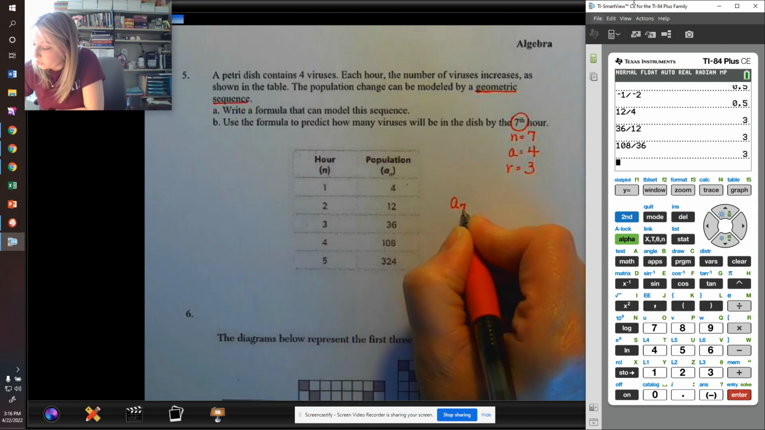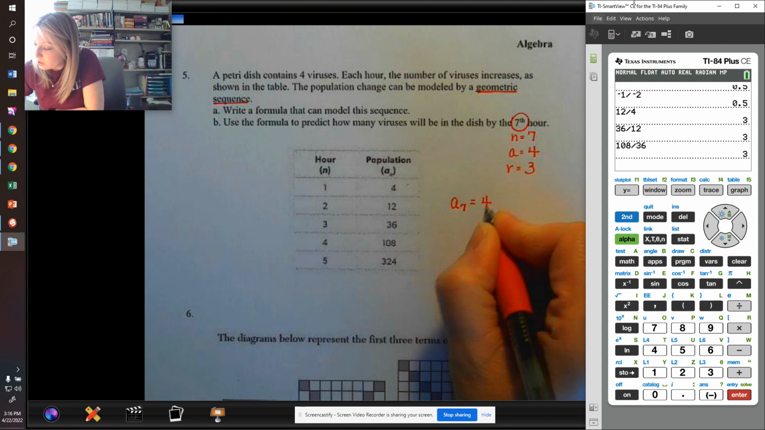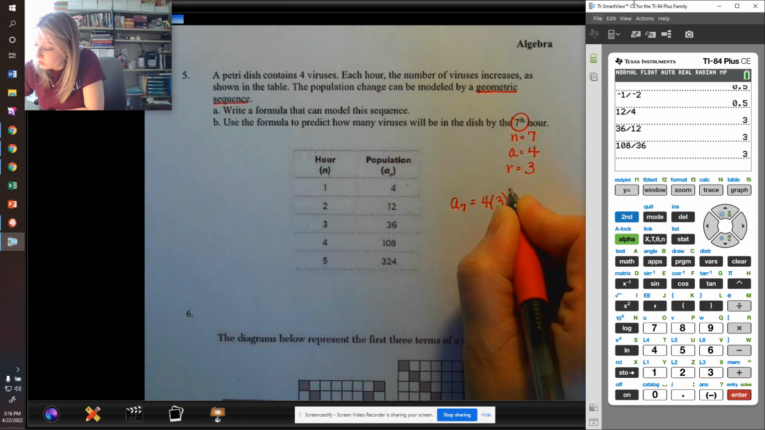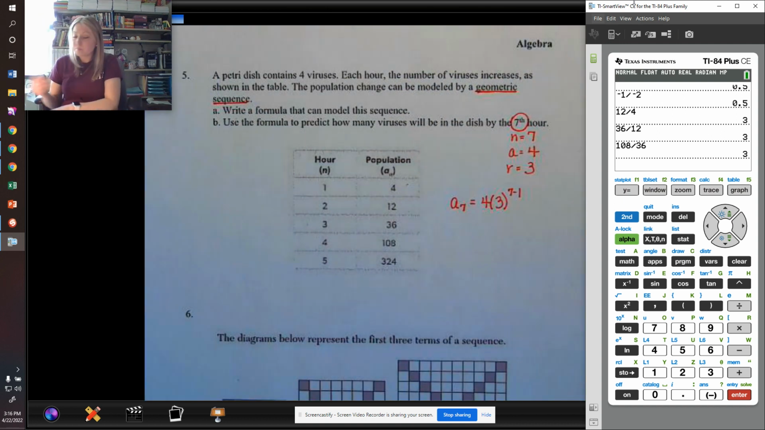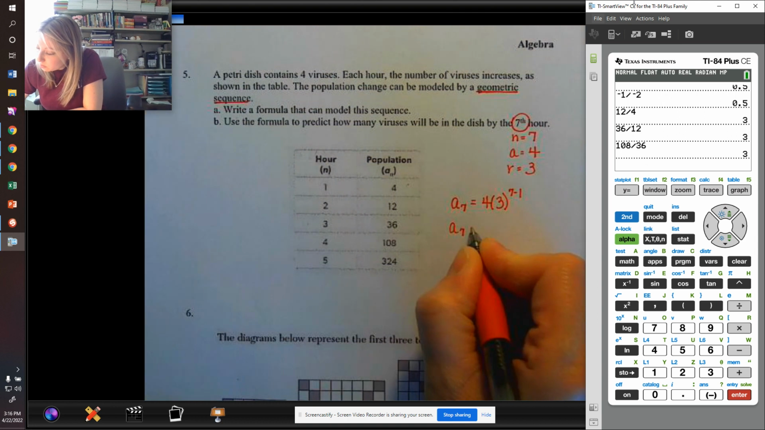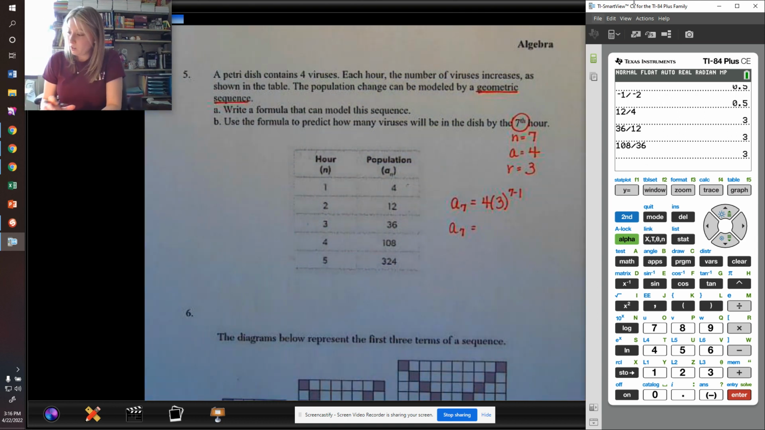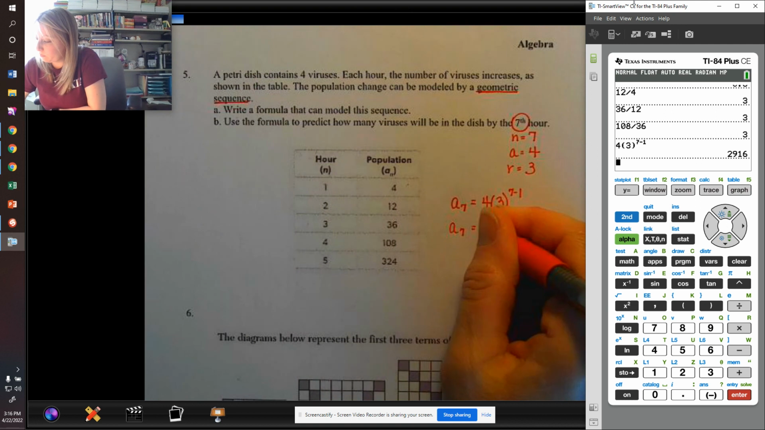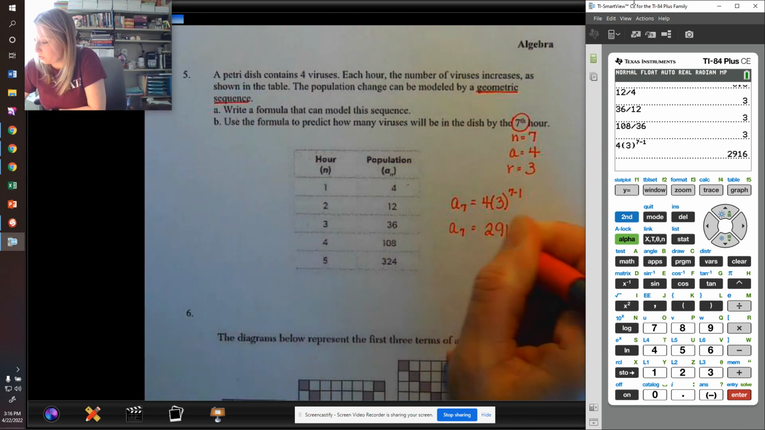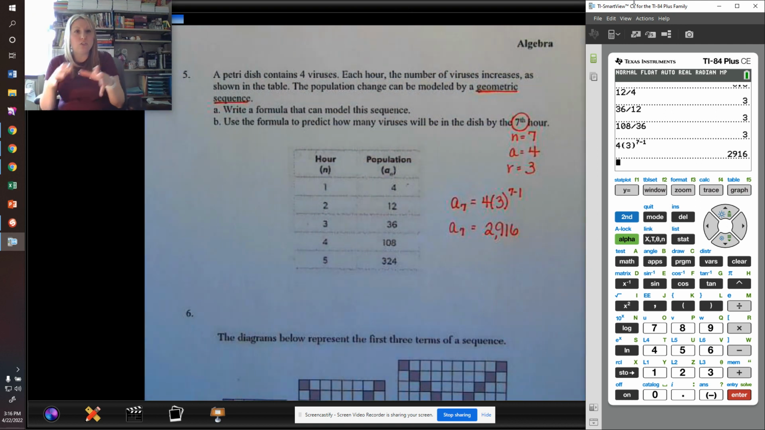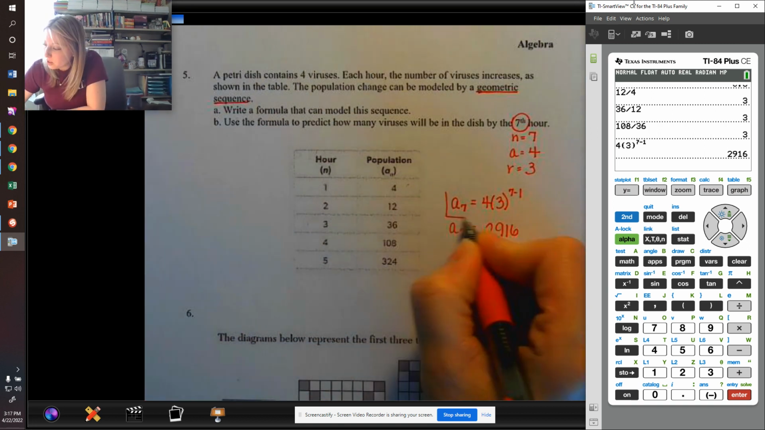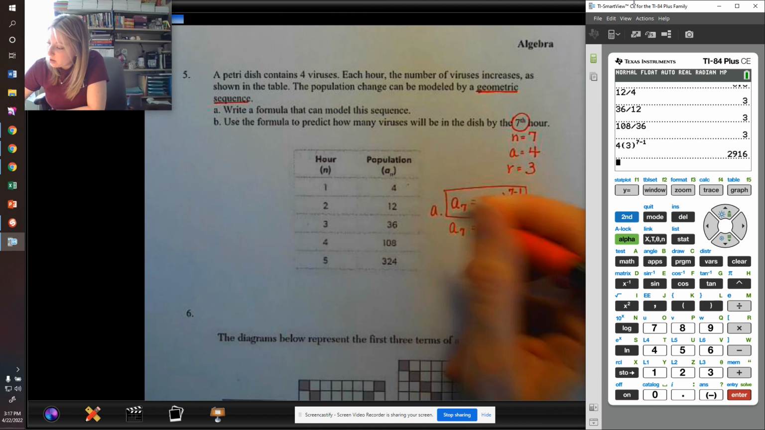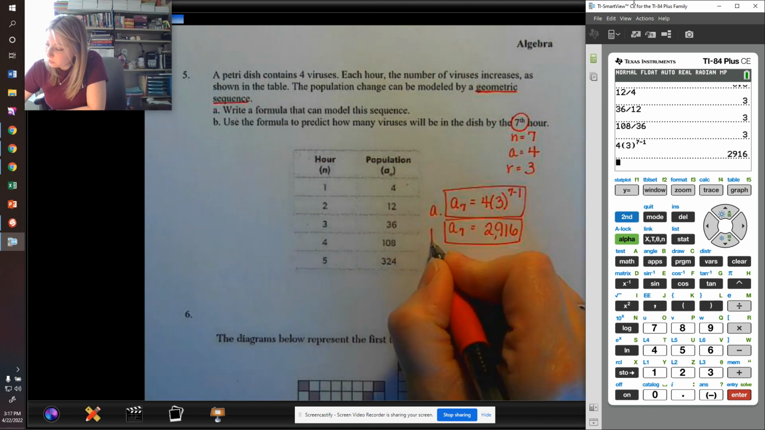A to the subscript 7 is equal to 4 times 3 raised to the 7 minus 1 power. So let's figure out A to the subscript 7. 4 times 3 raised to the 7 minus 1 power. Oof. Exponential growth. There we go. Let's actually just double check ourselves since this is a Regents question. So here's the formula. That's A. Here is the answer. That's B.